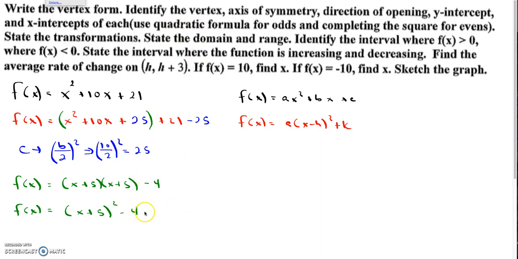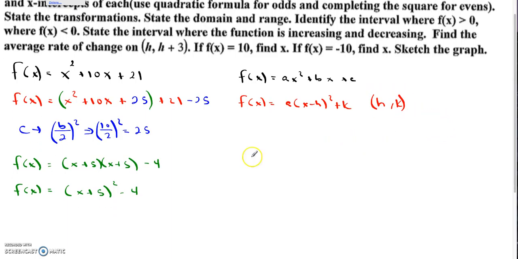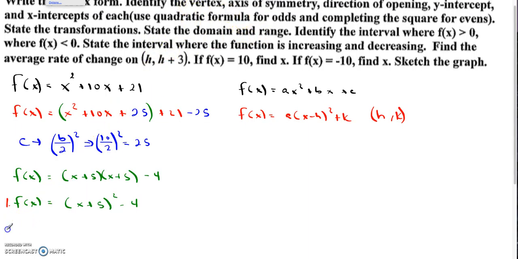From vertex form, if you recall, the h and the k are the vertex. So I have my vertex form, 1. Second part of this said find the vertex. Well, now I can get my vertex. I have x plus 5, so the vertex is negative 5, negative 4. Careful, this is x plus 5. The formula reads x minus h, so this is really x minus negative 5. So the x coordinate is negative 5, the y coordinate is negative 4.